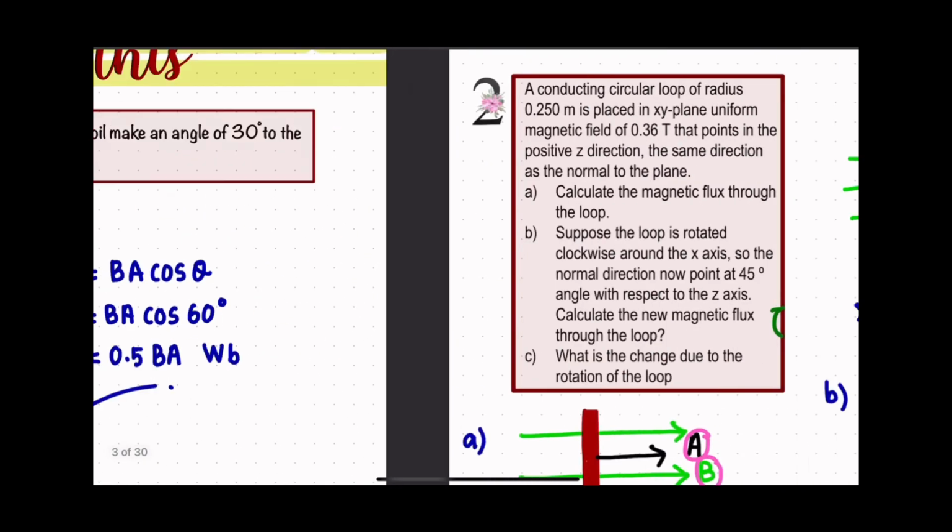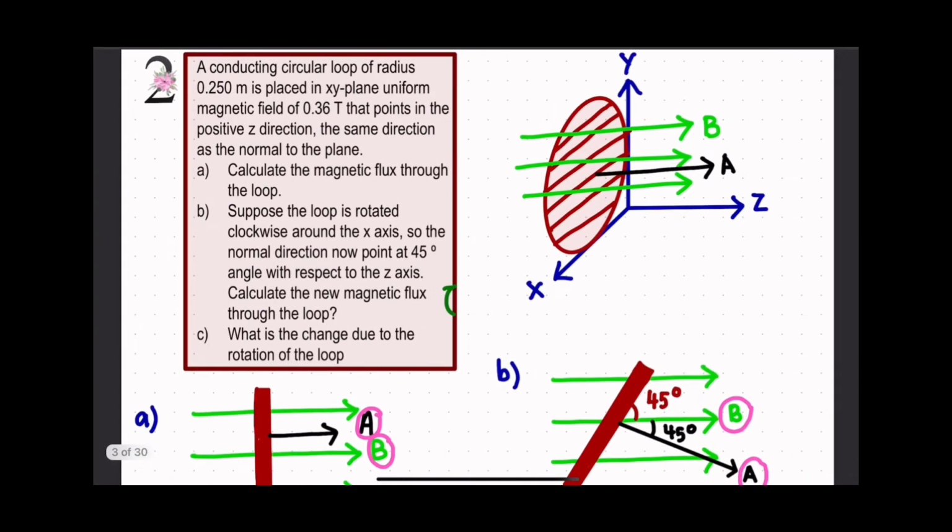Alright, so next, we have a conducting circular loop of radius 25 cm placed in the XY plane, in a uniform magnetic field of 0.36 Tesla that points in the positive Z direction, the same direction as the normal to the plane. So maksudnya dekat sini dah bagi tahu yang direction of B duduk dekat positive Z. So I lukis macam ni lah. First you lukis dulu komponen X, Y, Z, and then plane ni duduk dekat XY plane.